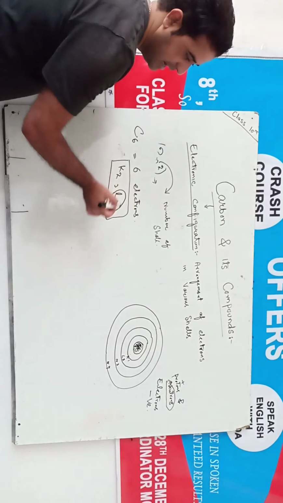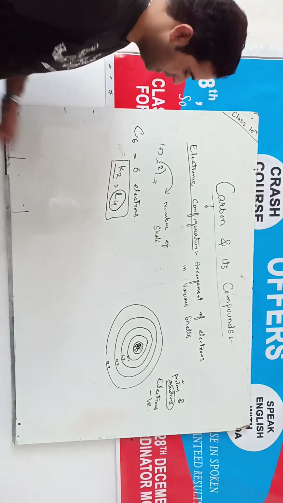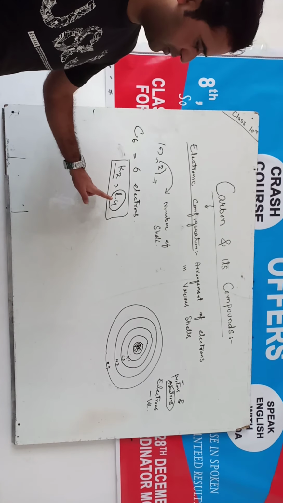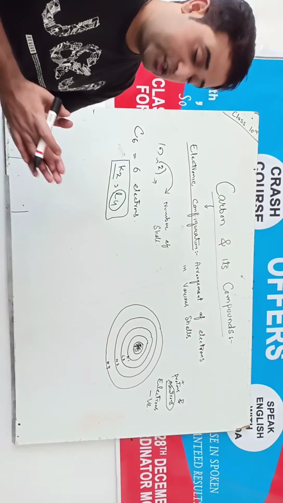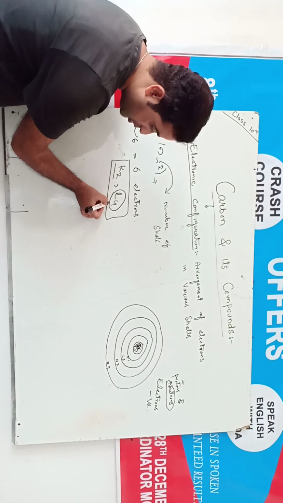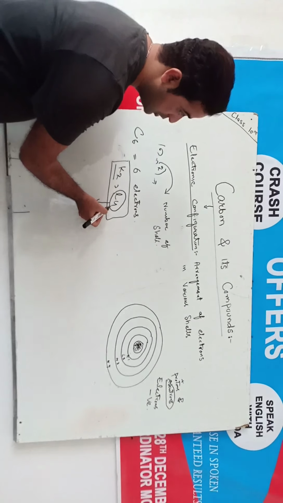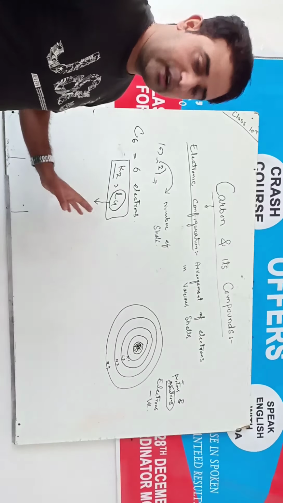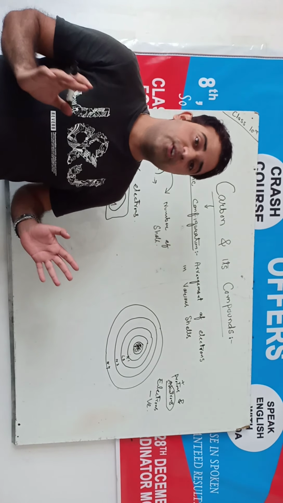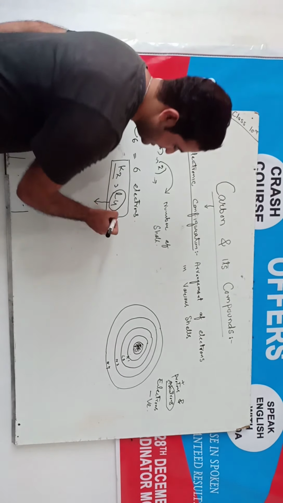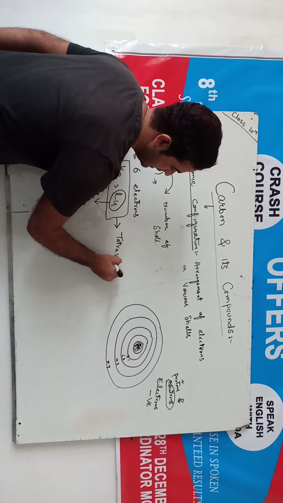So we say that the electronic configuration of carbon is K2, L4. That means K has 2 electrons and L has 4 electrons. And its valency, or the number of valence electrons, the number of electrons present in the outermost shell, is 4. Carbon shares these 4 electrons with 4 different elements. So its valency is 4. That means carbon is tetravalent in nature.